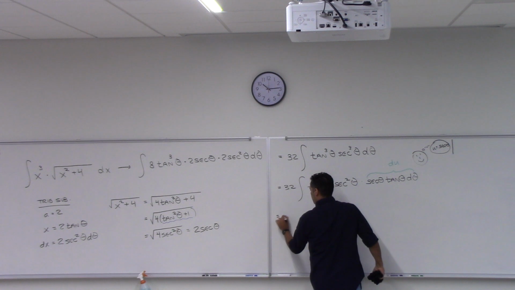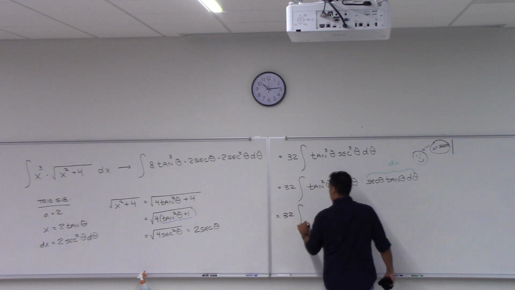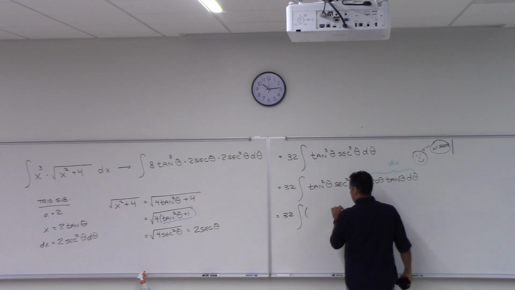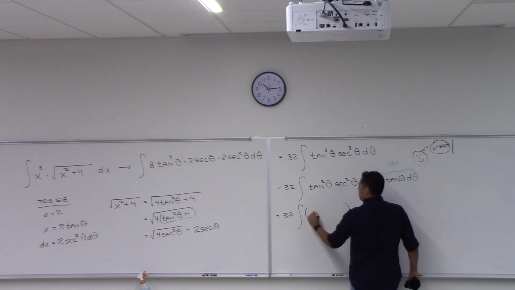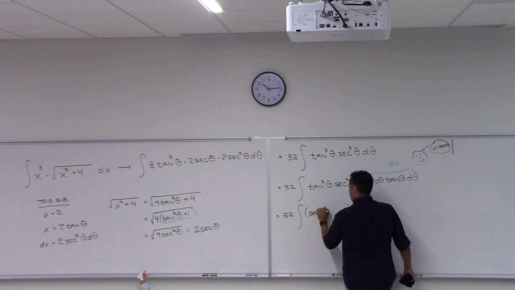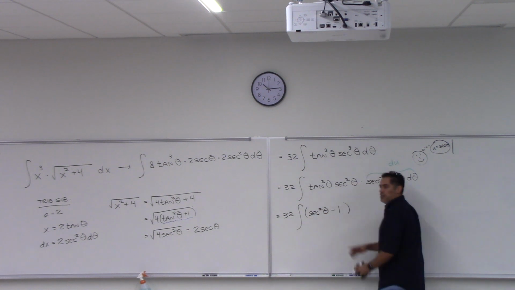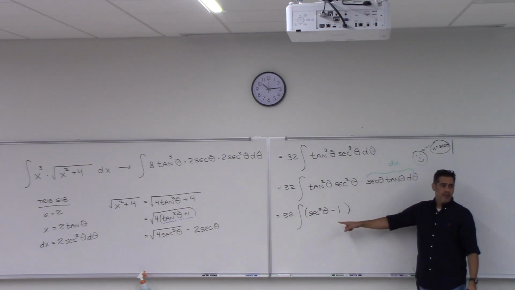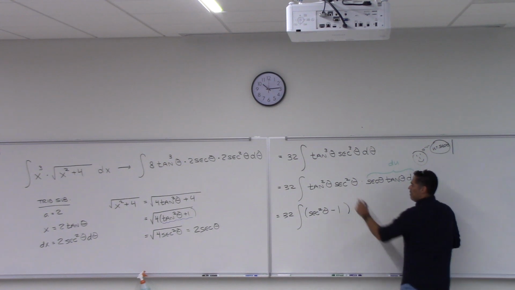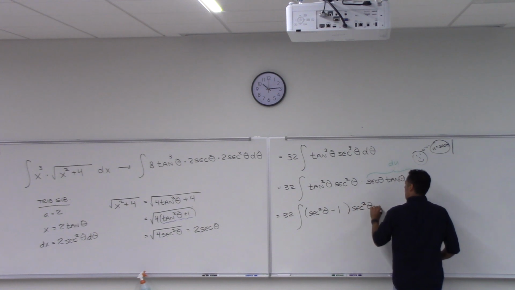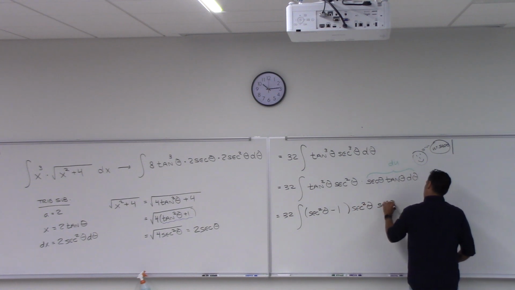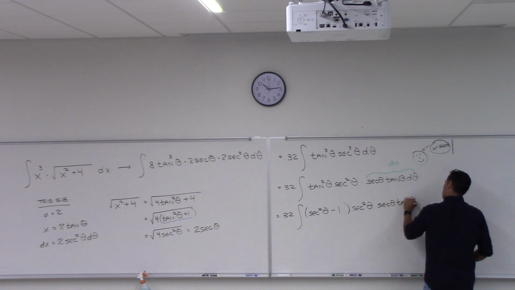Okay, so this becomes 32 integral. What is tangent squared theta in terms of secant? Secant squared theta minus 1. That's using the Pythagorean identity that's on your formula sheets and solving it for tangent squared. And then, so that's this, and then we have secant squared theta, and then secant theta, tangent theta, d theta.